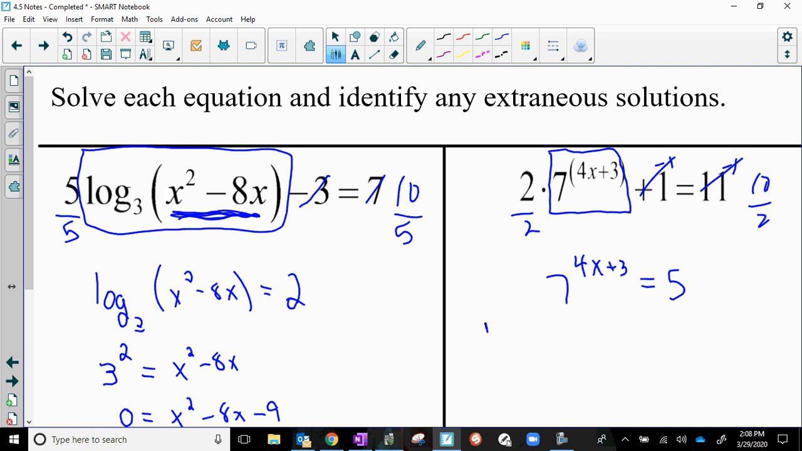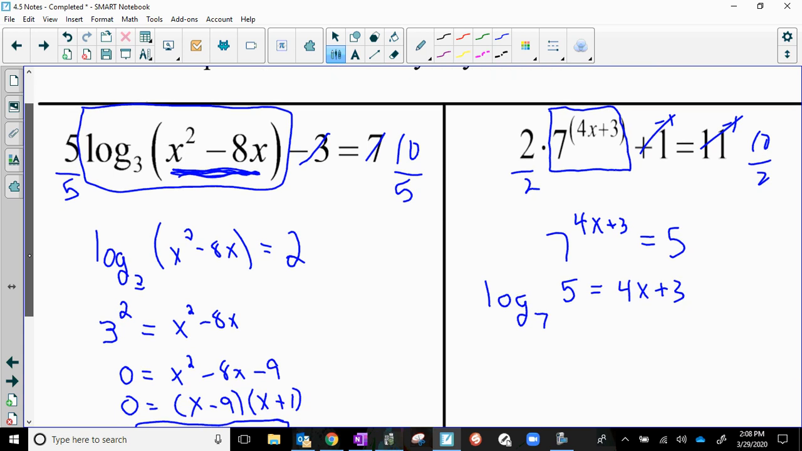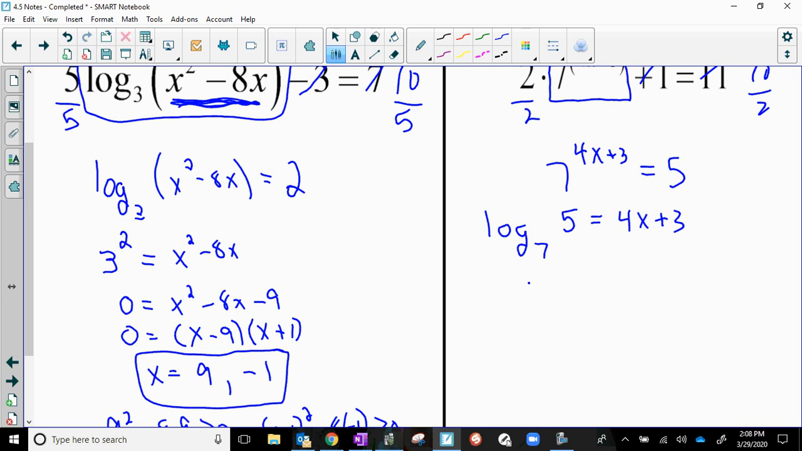So now we convert. We have log base 7, logarithms equal the exponent, so we're going to have log base 7 of 5 set equal to 4x plus 3. And then we're going to solve. So we're going to take log base 7 of 5 minus 3, and then divide the whole thing by 4.